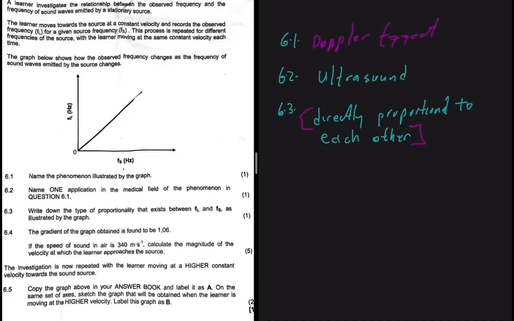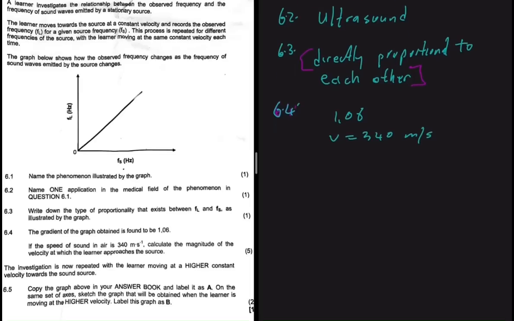Now let's solve the problem. 6.4, in blue, not in purple. So 6.4 is saying that the gradient of the graph obtained is found to be 1.06, right? If the speed of sound in air is 340 meters per second, calculate the magnitude of the velocity at which the learner approaches the source. So we're given the gradient of the graph, right? And so what we're going to do here is look for the equation of the graph so that we can know what the gradient is and find a way to solve our problem, right?